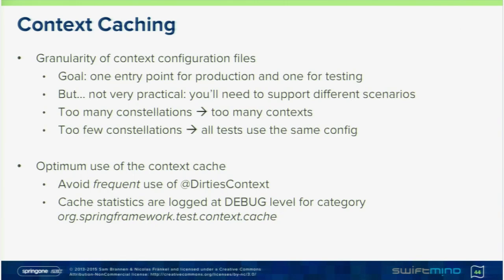Optimum use of the context cache, right? So avoid frequent use of dirty context. In an ideal world, as we heard before, code smells should be avoided, so actually you should try to stray away from dirty context, but use it sparingly if you find that you actually have to.